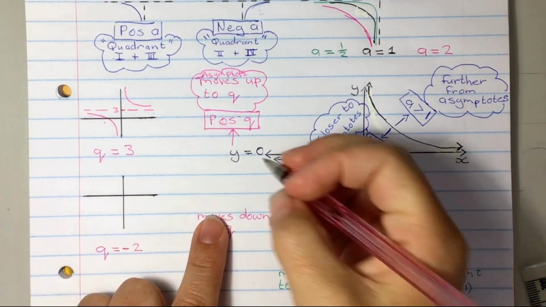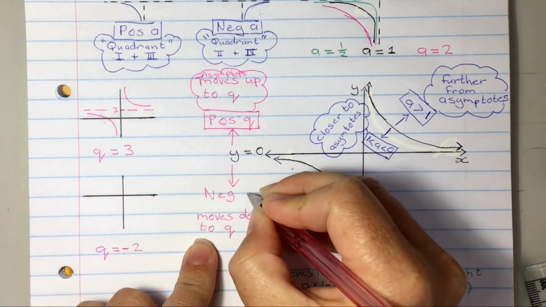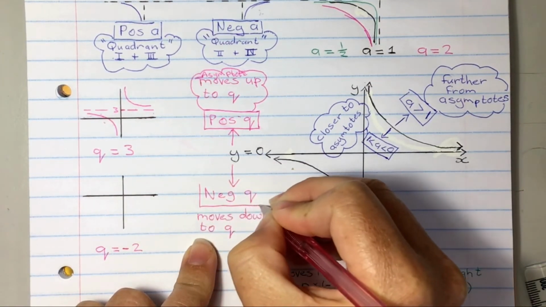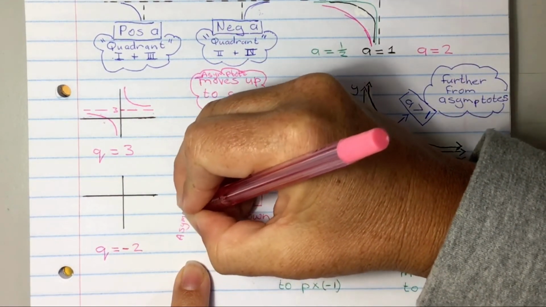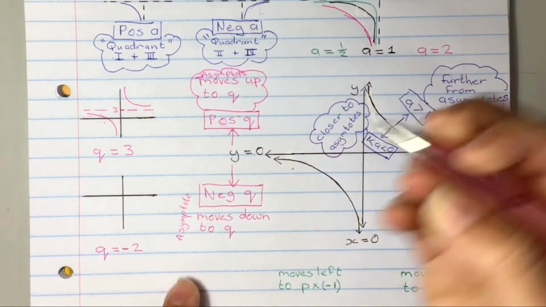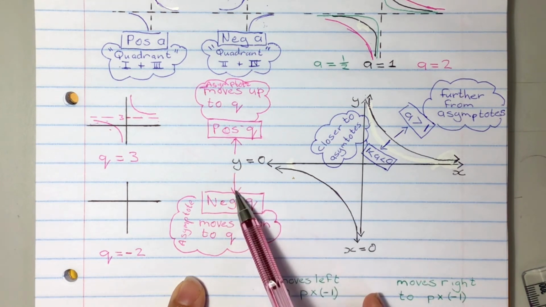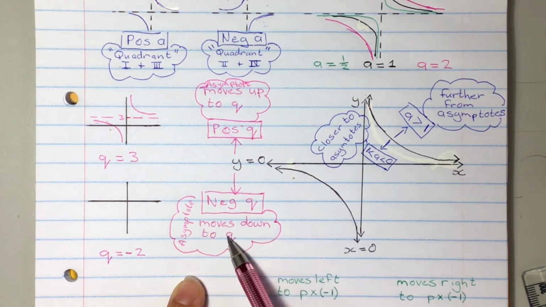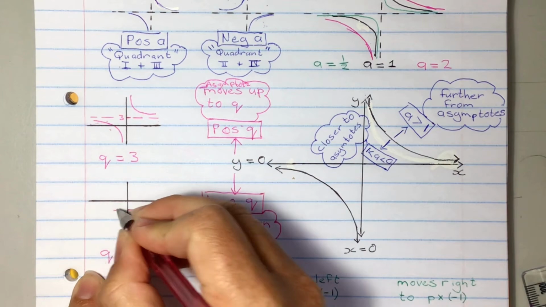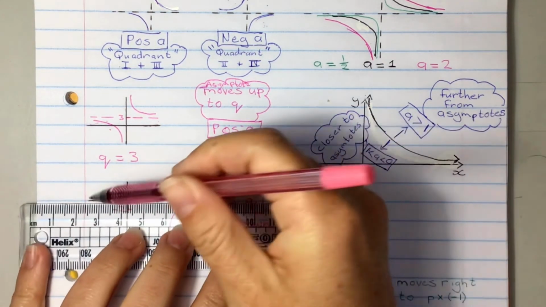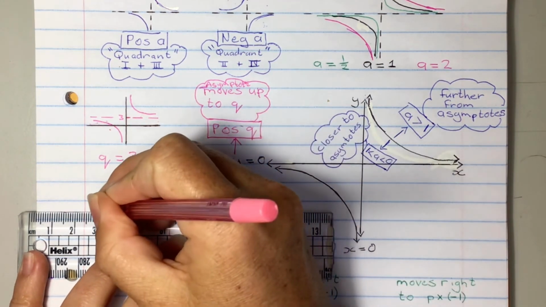If we have a negative Q, it's going to move our graph down, so a negative Q value over here, and let's just put in there that our asymptote moves to Q. The whole graph does move. So when we have a negative Q, it moves the graph down and moves the asymptote down to Q. For example, Q is equal to negative 2. So somewhere down here we've got a negative 2. The asymptote from my x-axis will move down here to negative 2, pulling my whole graph down.